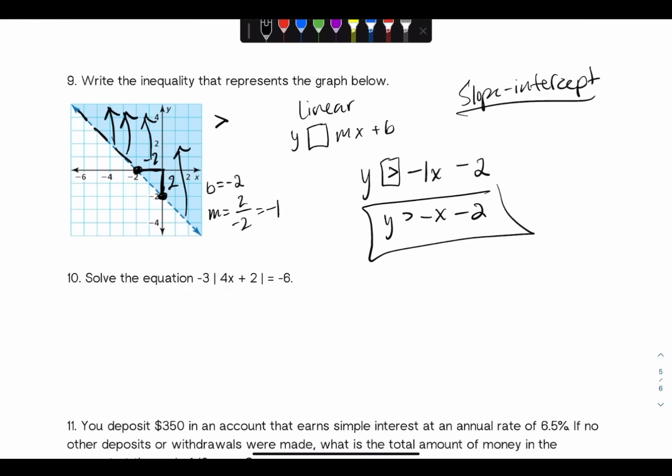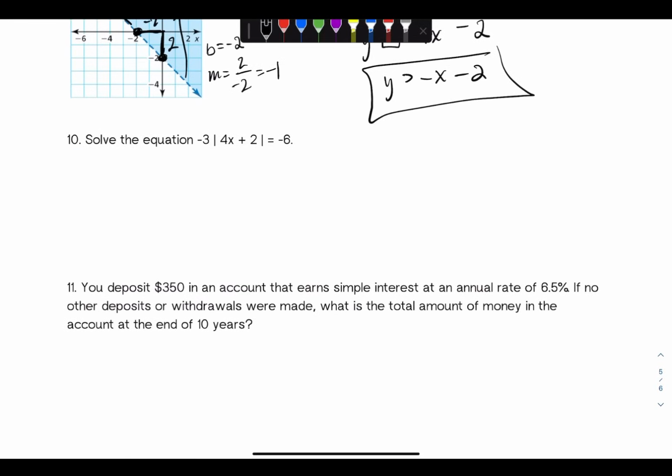All right, let's take a look at number 10. Solve the equations. We've got an absolute value equation. We're going to start this off the same way we would with any equation if that was like parentheses instead of absolute value. We're going to divide everything by negative 3. I don't want to distribute that in. I want to divide both sides by negative 3. That's going to save me some time. So these will simplify to 1. Negative 6 divided by negative 3. I have absolute value of 4x plus 2 is equal to positive 2.